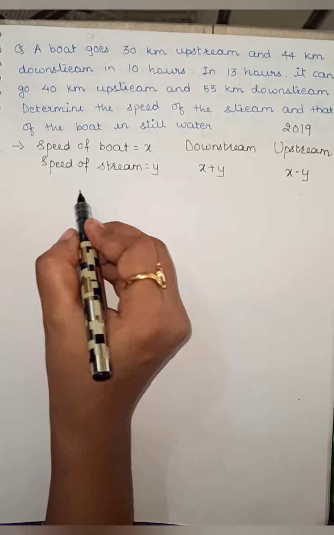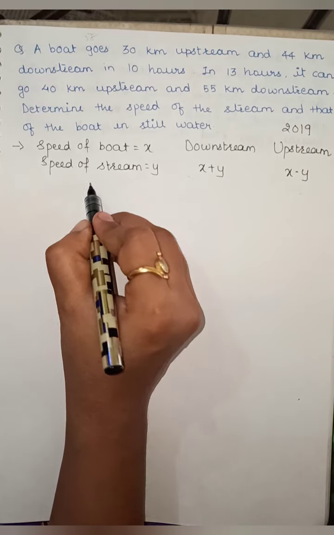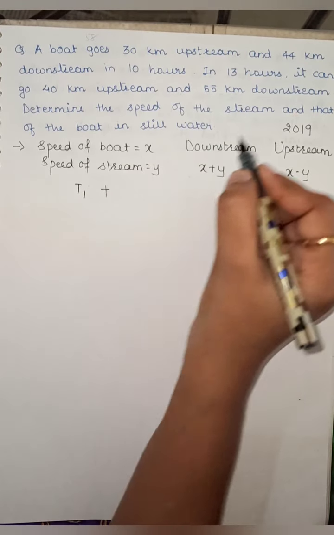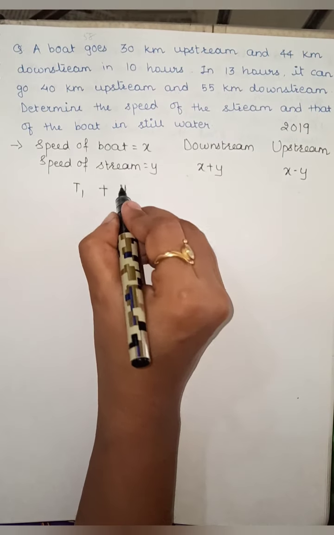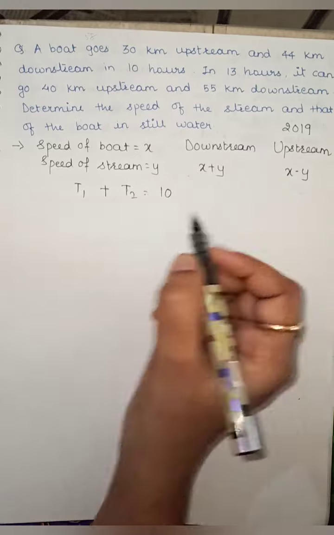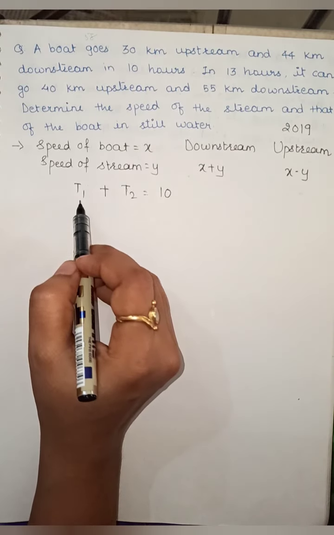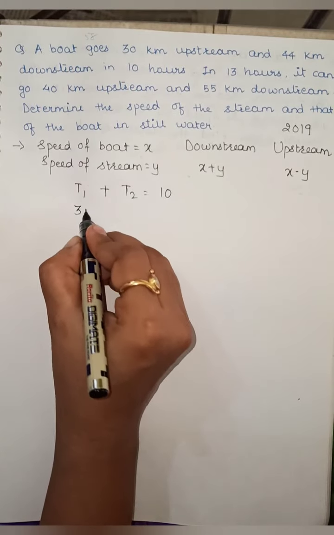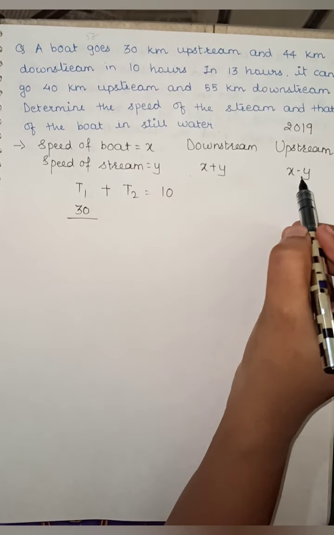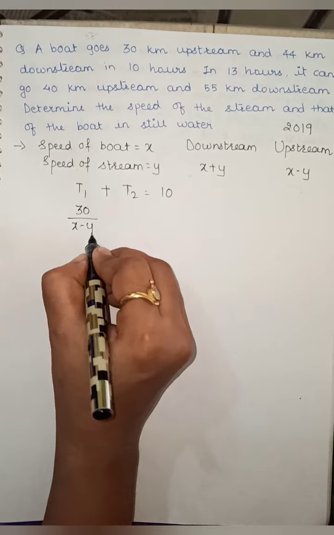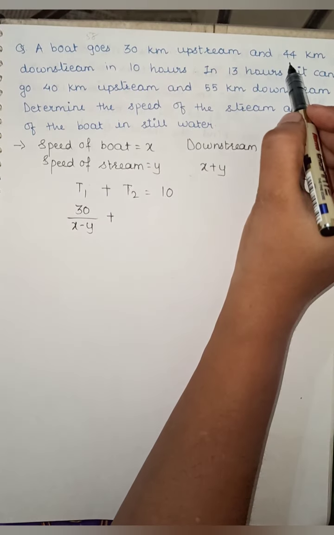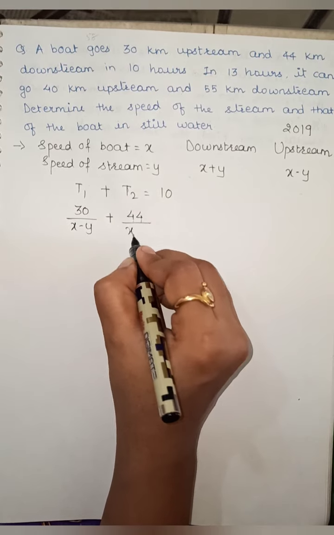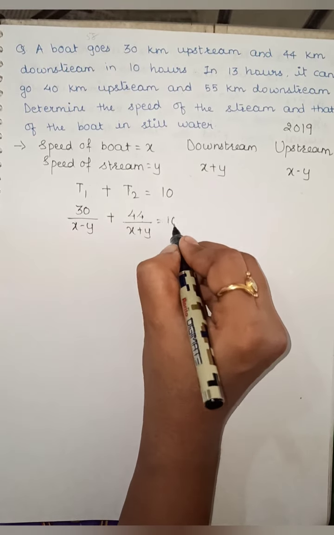It means the total time, suppose I name the upstream time as t1 plus the downstream time as t2, so the total time will be 10 hours. Now this t1 I have to write in terms of distance upon speed. Now what is the distance covered in upstream? It is 30. Whereas what is the speed in upstream? It is x minus y. Plus what is the distance covered in downstream? It is 44. And what is the speed? It is x plus y, which is equal to 10.